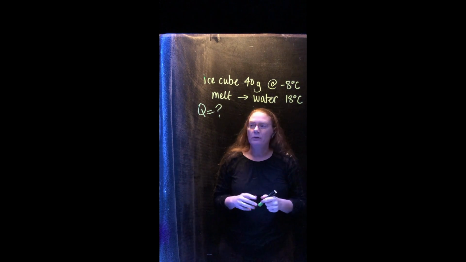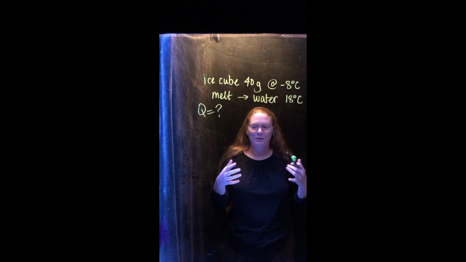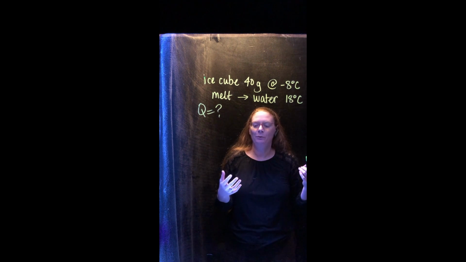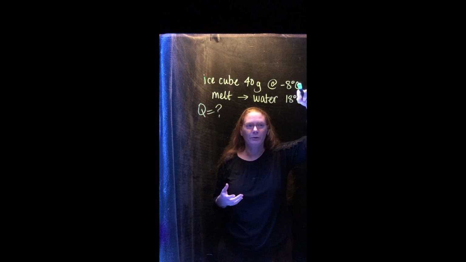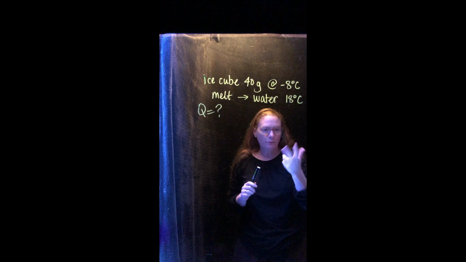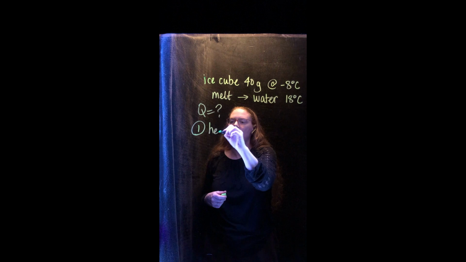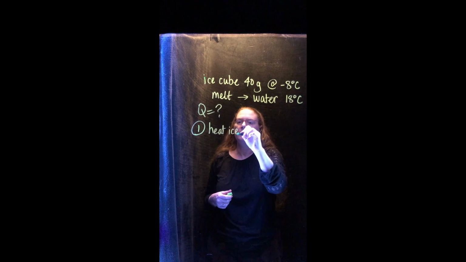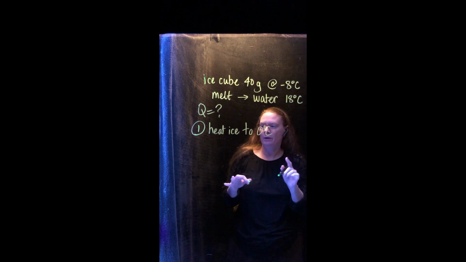So with phase changes, you have to think about how many different processes are actually going on. We don't go straight into the melting because we're not at melting temperature. So there's actually 3 processes here. The first process is we have to heat the ice up to the melting point. So heat ice to 0 degrees C.